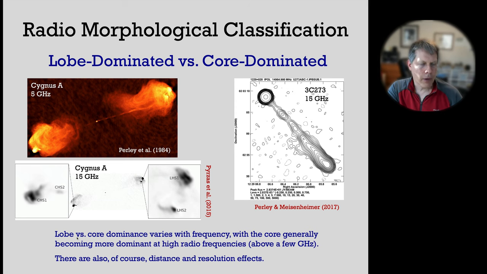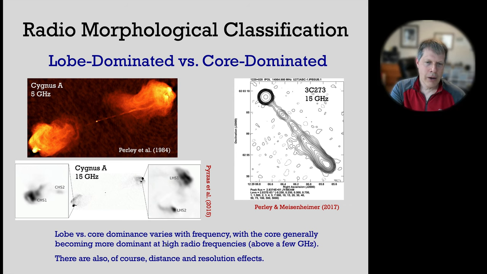Now, again, the lobe versus core dominance can vary with frequency, because, as you can see here, the morphology of these sources changes significantly with the frequency at which you observe it. So you have to be a little careful and always be consistent when you say the source is lobe dominated versus core dominated. You have to say what frequency you mean. And as I had already mentioned, the core generally becomes more fractionally dominant at high radio frequencies above a few gigahertz. There are also, of course, distance and resolution effects to be considered here.